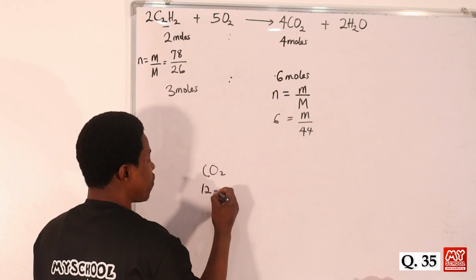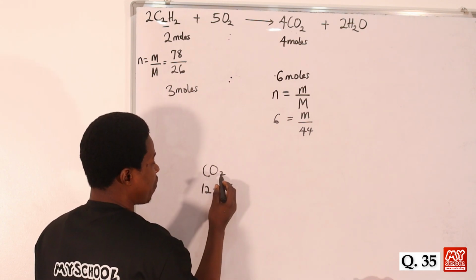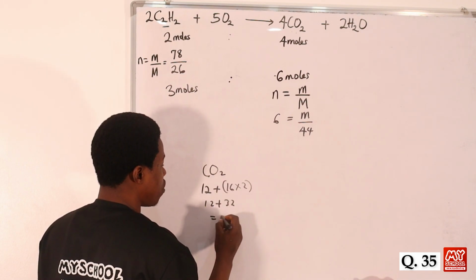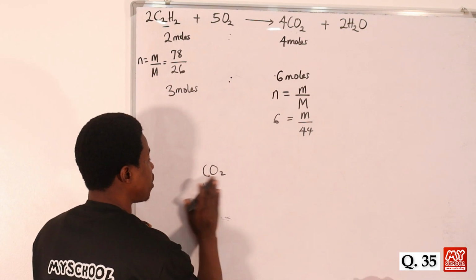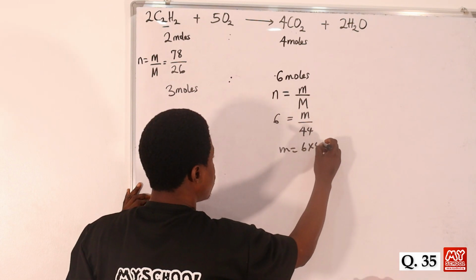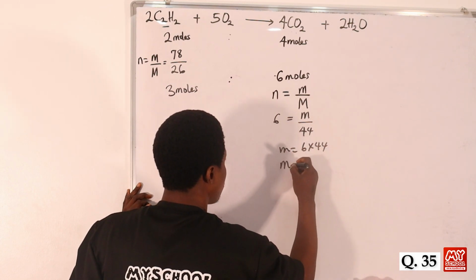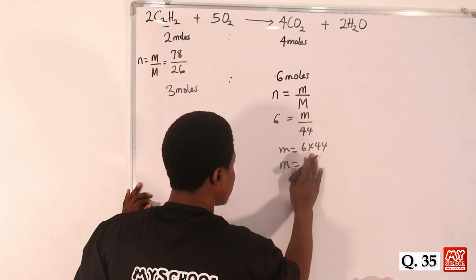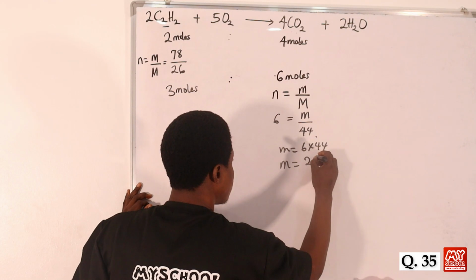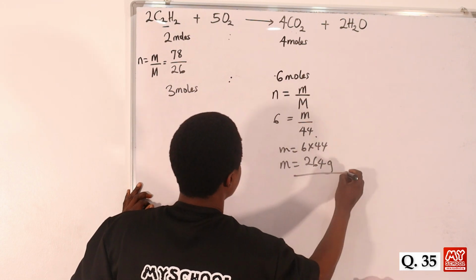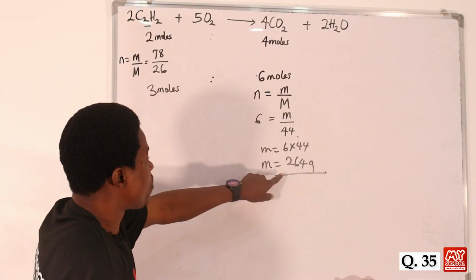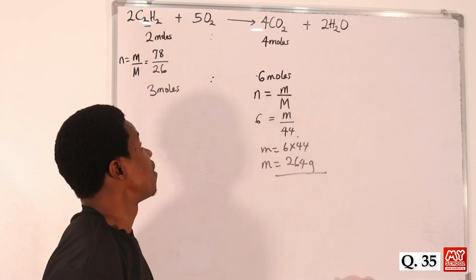CO2, carbon is 12 plus oxygen is 16. But we have times 2 here, so that is 32. 12 plus 32 gives us 44. So the mass will be equal to 6 times 44. If you multiply this, that is 264 gram of this carbon dioxide. So in other words, 78 gram of ethane will produce 264 gram of carbon dioxide.